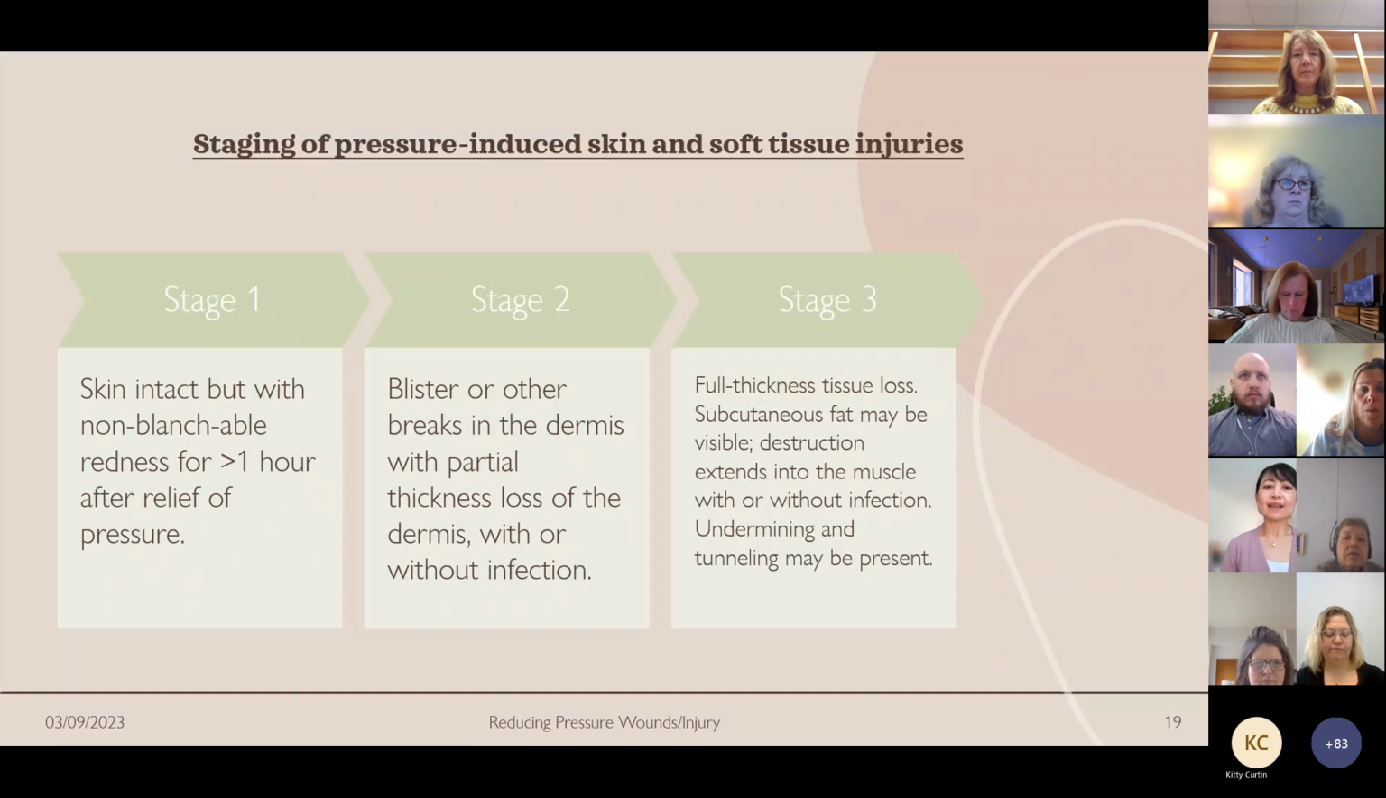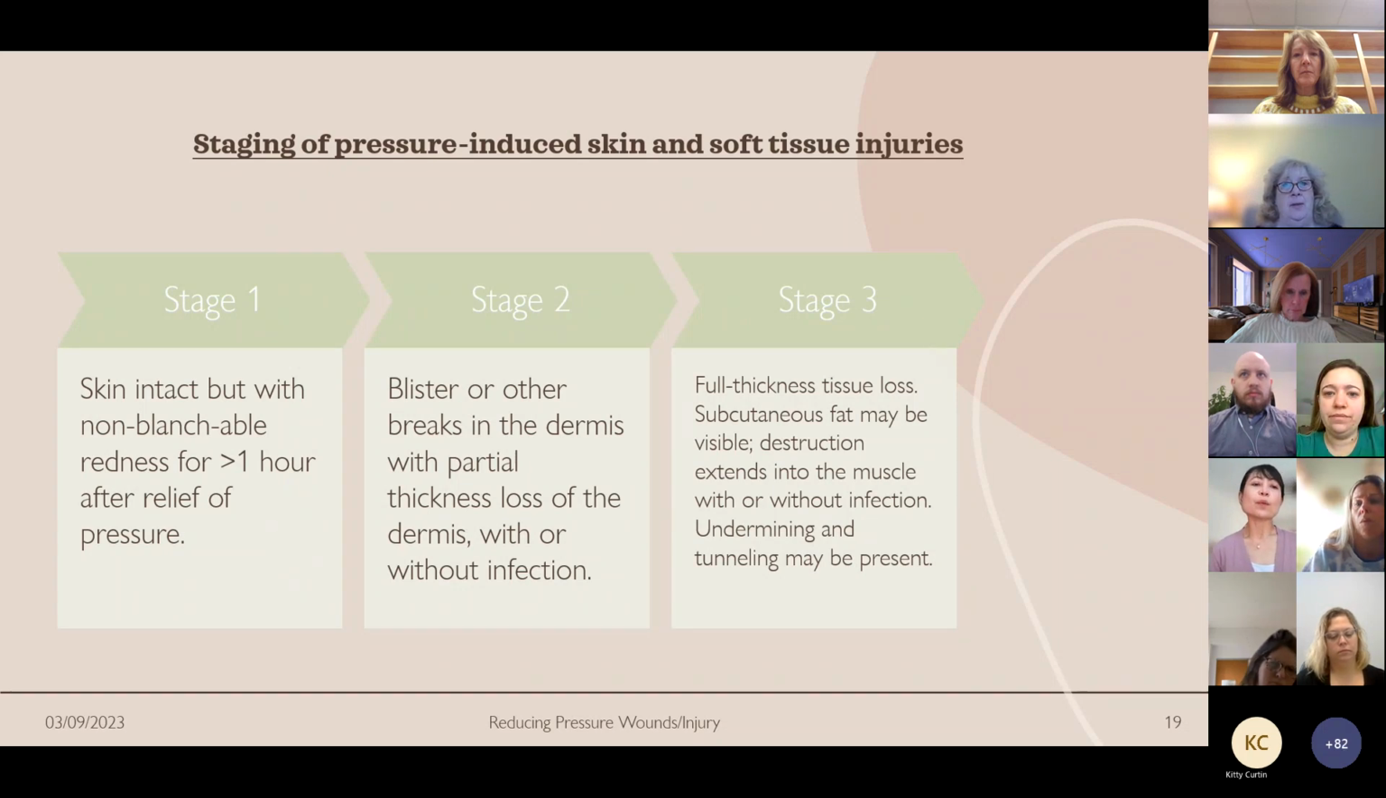This is the staging. I'll just do it quick. So staging of pressure injured skin and soft tissue injury. Stage 1, skin intact but with non-blanchable redness for more than an hour after relief of pressure. Stage 2, blister or other breaks in the dermis with partial thickness loss of the dermis with or without infection. Stage 3, full thickness tissue loss, subcutaneous fat may be visible. Destruction extends into the muscle with or without infection. Undermining and tunneling may be present.